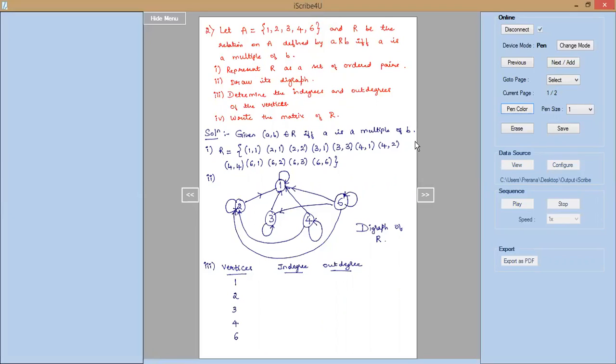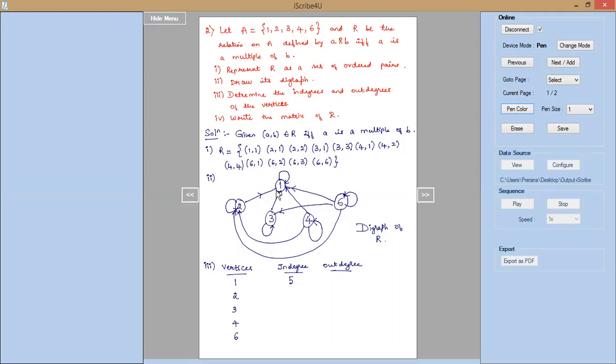In degree means the number of edges coming to that vertex. This can be found by looking at the digraph. So let us count the in degree of vertex 1. Coming to the vertex 1: 1 to 1, the loop, is one edge coming to it, then 2 to 1, 3 to 1, 4 to 1, 6 to 1. So we have 5 edges coming to the vertex 1. So in degree of 1 is 5.